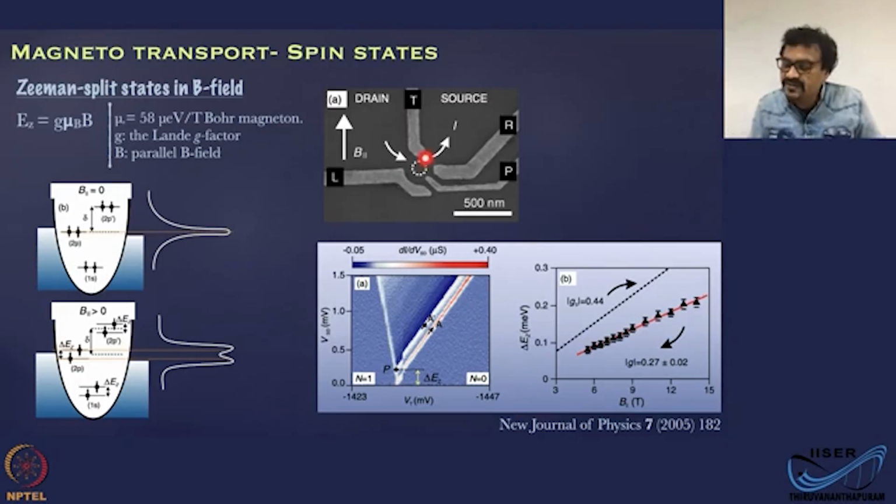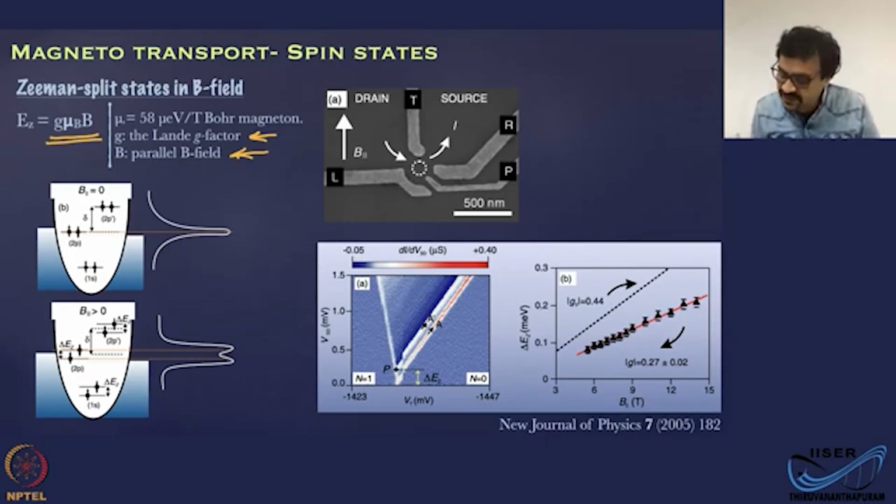So you have more or less circular shaped quantum dots, which are realized by electrostatic gating, and you have an in-plane, parallel field, which will split the spin-degenerate states in the absence of field, each of them into two, separated by the Zeeman energy E_Z, which is g μB B, where g is the Landé g factor, μB is the Bohr magneton, and B is the parallel B field.